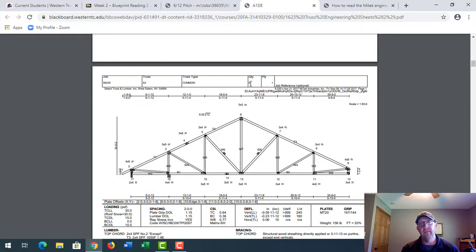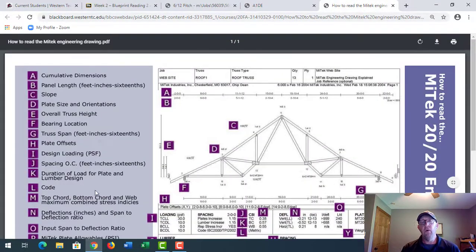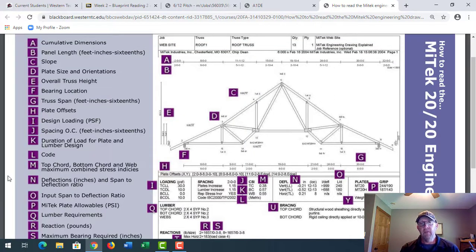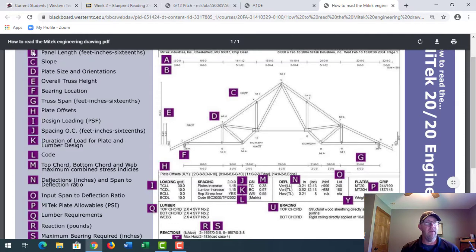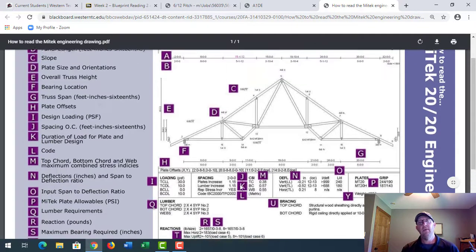It looks like there's 6 of these trusses. There's 1 ply, and then there's no other information in this job reference area. Okay. So what are we really looking for when we're looking at these sheets, right? There's a couple of things that right off the bat I want to start showing you. When we're looking at figuring out how to read this, you'll notice that on the left-hand side there's a whole bunch of letters. These letters are going to correspond with certain areas on these truss engineering sheets.